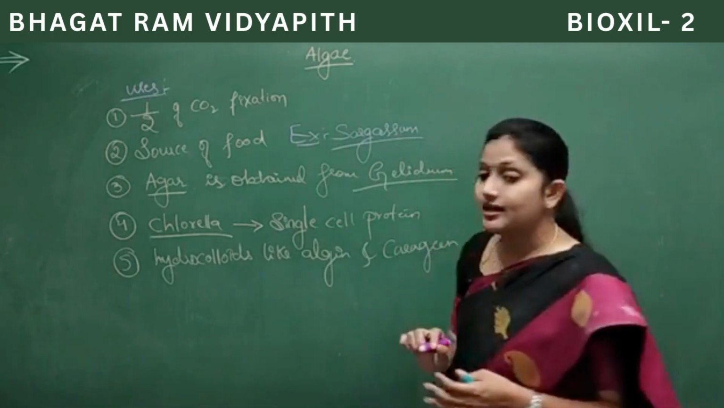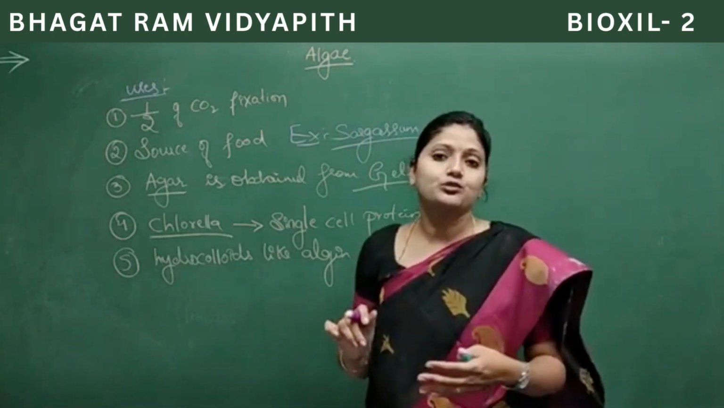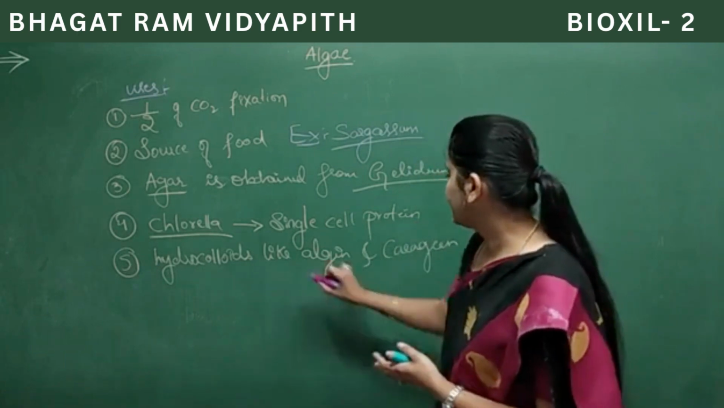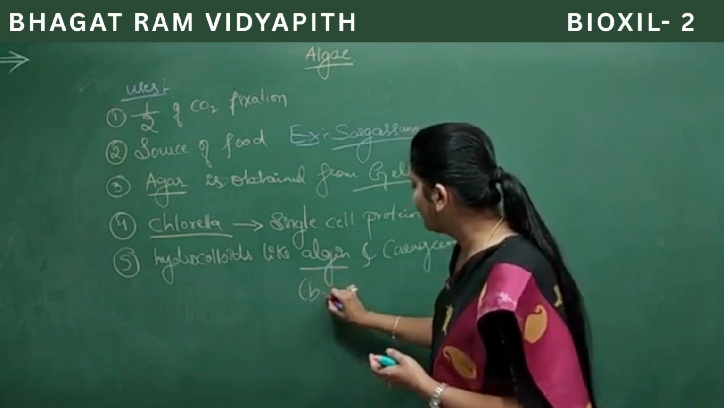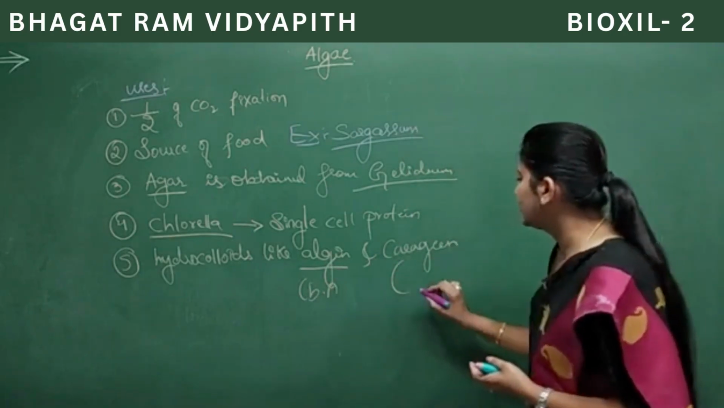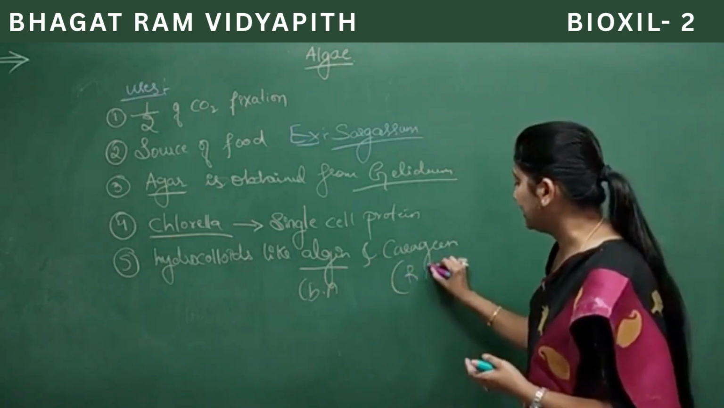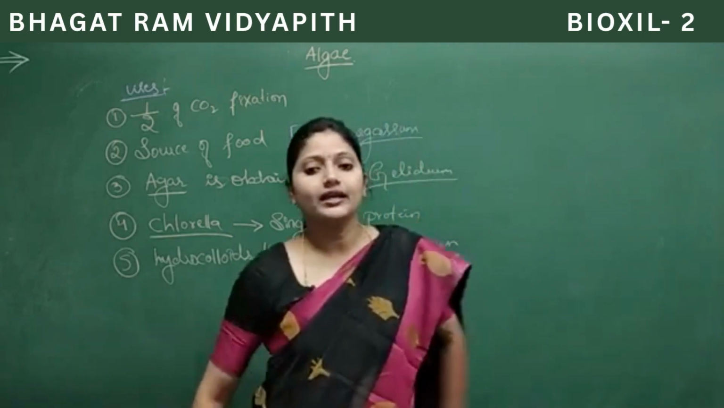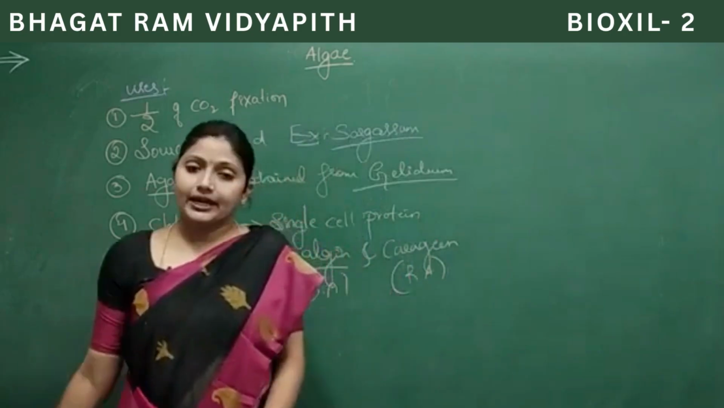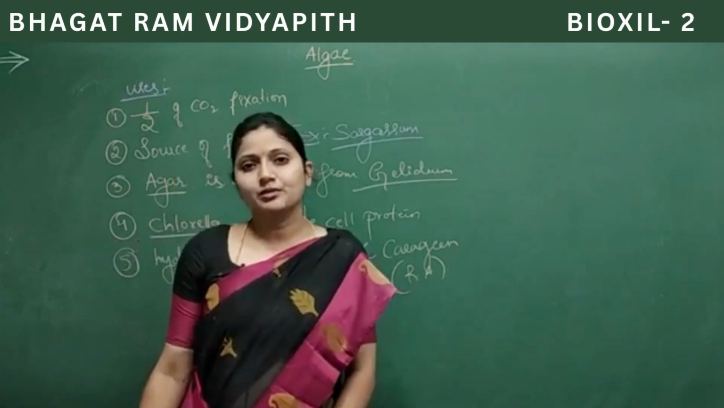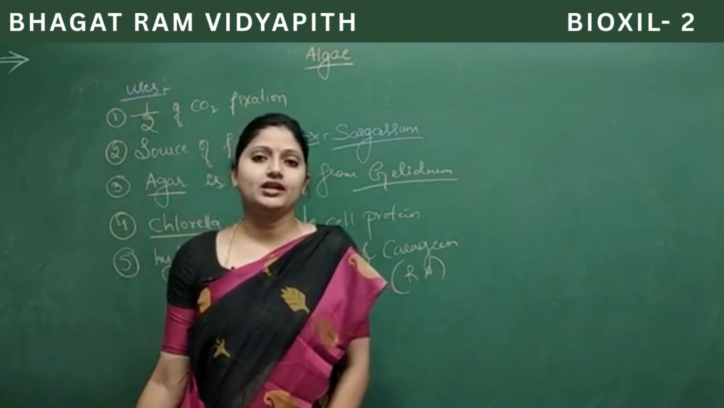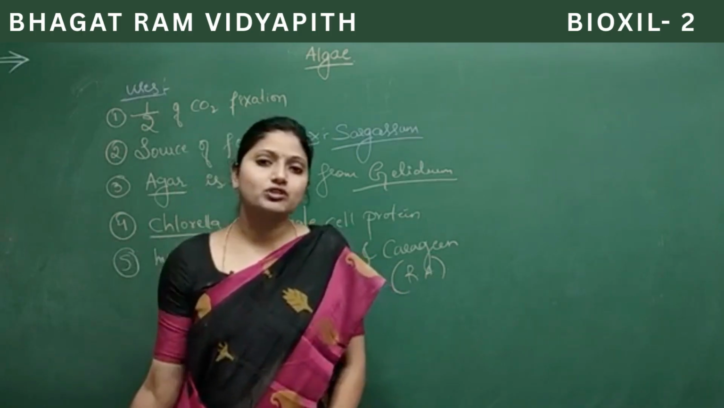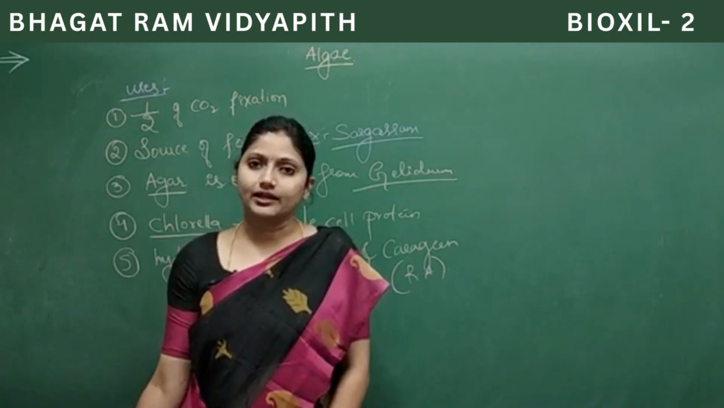Algin and carrageen are also being produced from the algae, and this algin is produced by brown algae and this carrageen is produced by the red algae. Okay, algin is produced by brown algae and carrageen is produced by the red algae. So these are some important uses of the algae here. Okay, so these are few general things which we were supposed to speak about the algae.